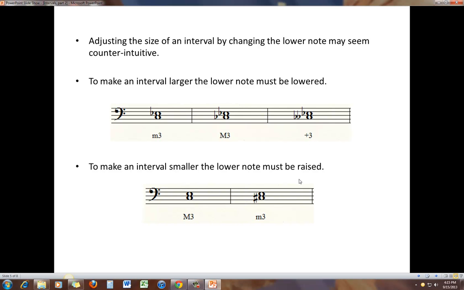To make an interval smaller, the lower note needs to be raised. So again, here we start with a major third. If you want a minor third, raise that bottom note to C sharp to an E, and you have a minor third.